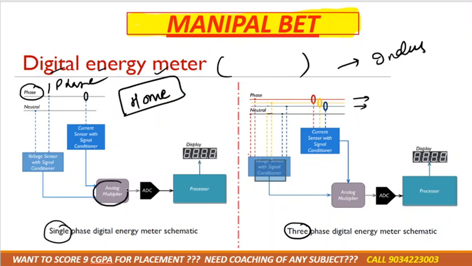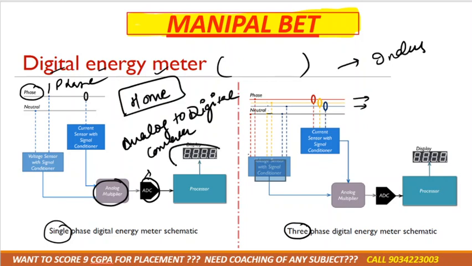Then we'll have an analog multiplier. Then we'll have an ADC. ADC, analog-to-digital converter. Okay. Analog to digital converter means it is converting the analog value to the digital value. Then the processor. Copy this diagram and write down some points.